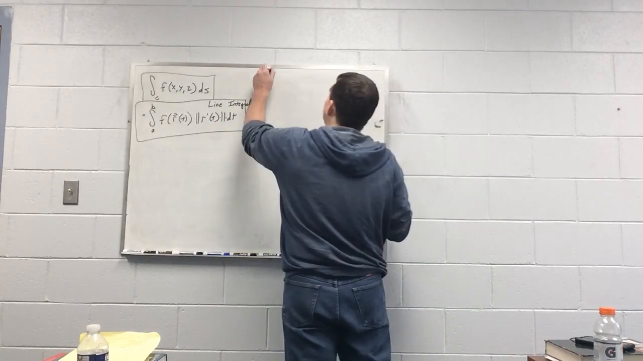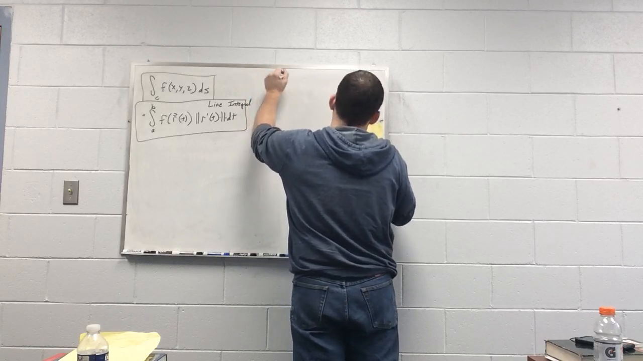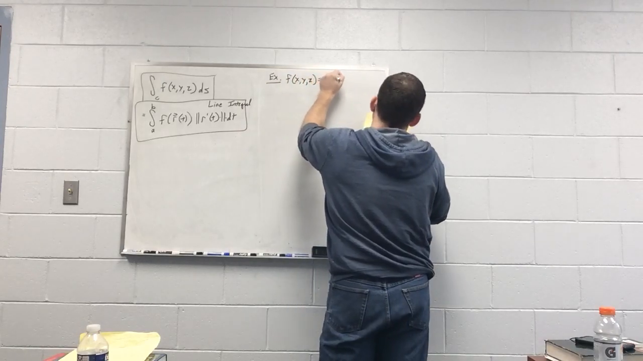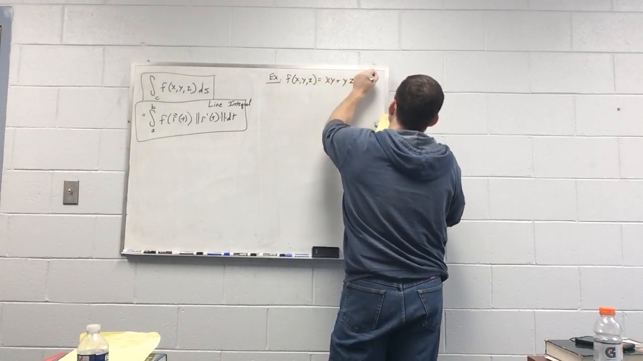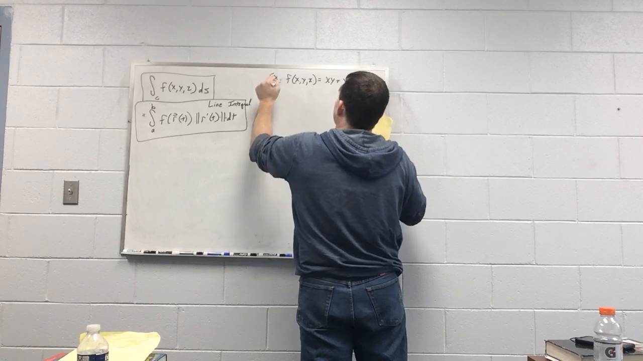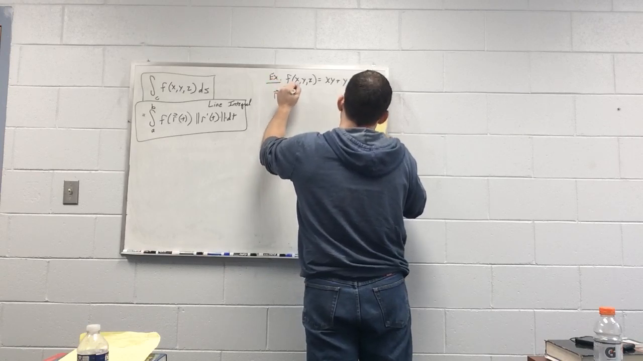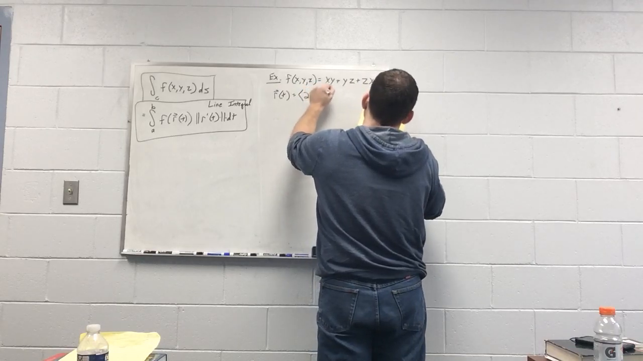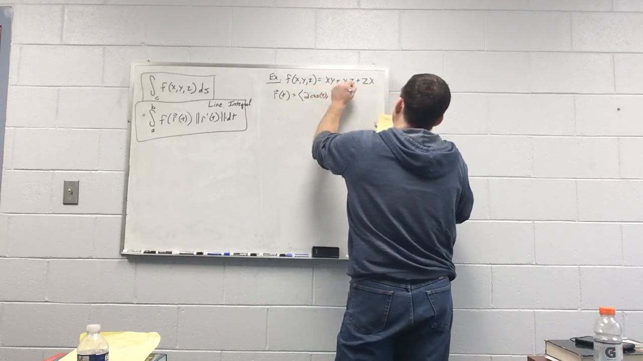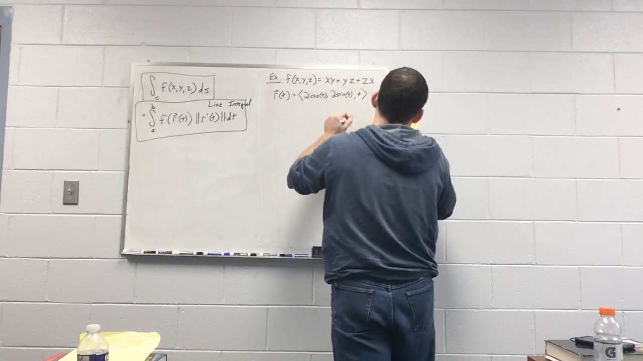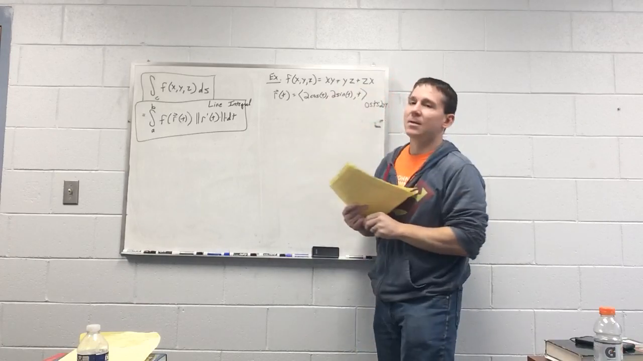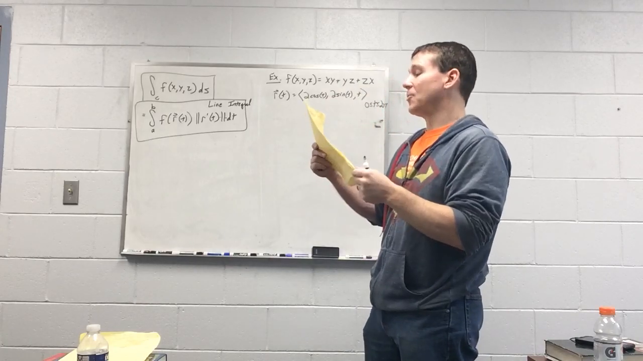But now, suppose we have this. F of x, y, z equals xy plus yz plus zx. And r of t is equal to 2 cosine t, 2 sine t, t, which is, of course, the helix that I'm used to, that we did before. I want to find the line integral along that curve.